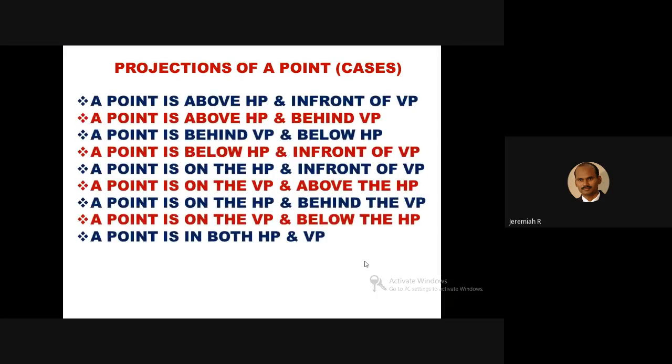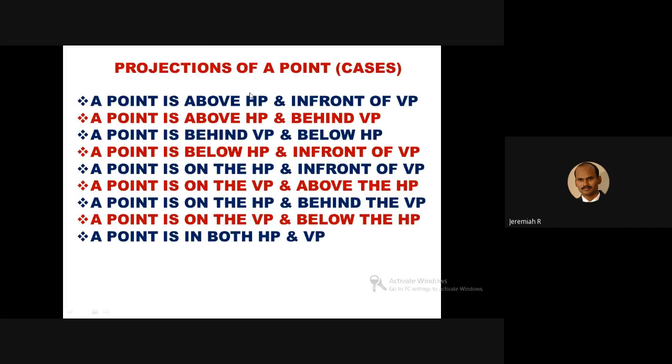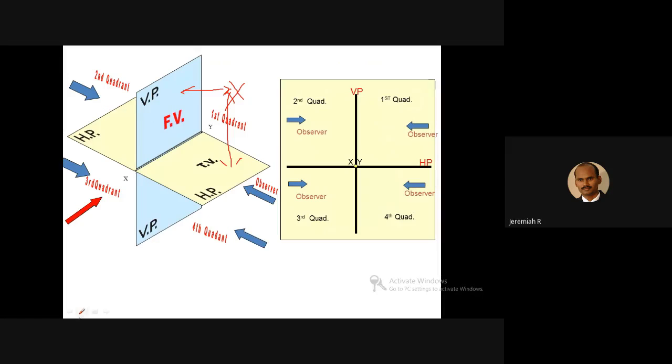These are the cases. Case one: the point is above HP and in front of VP. Case two: a point is above HP but behind VP. This is behind VP but above HP.